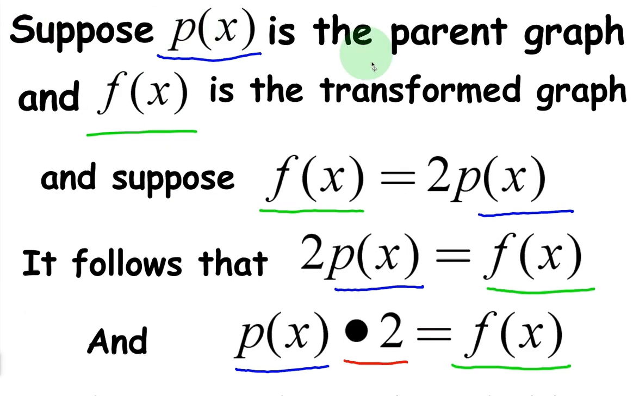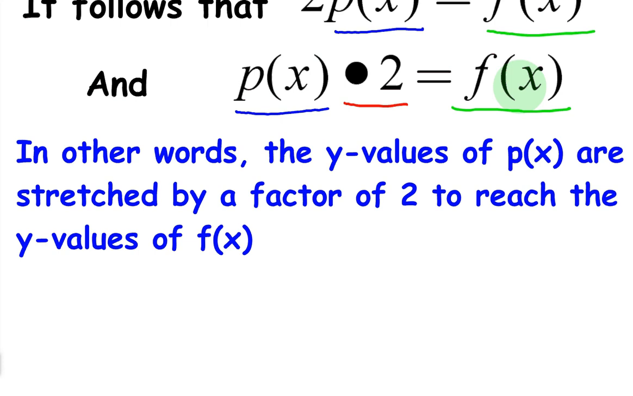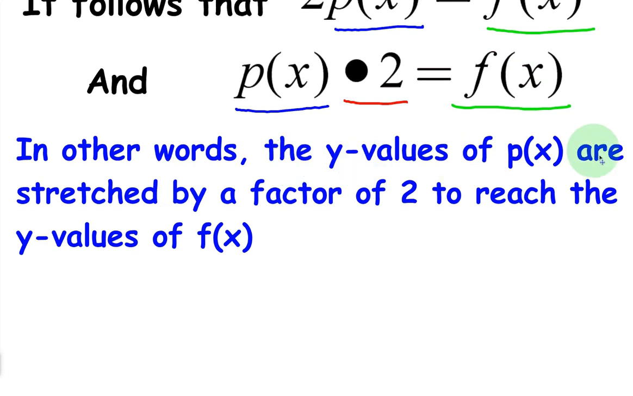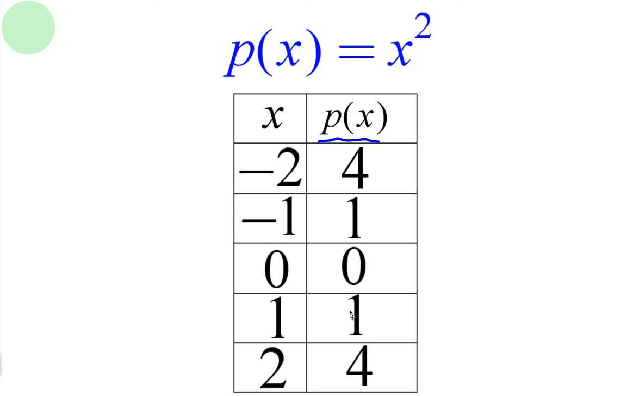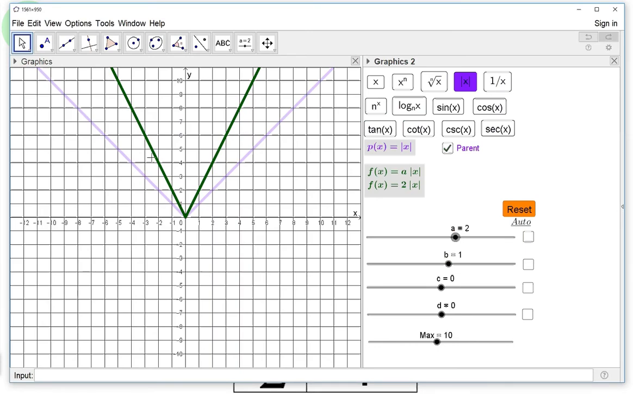Suppose p of x is the parent graph and f of x is the transform graph. And suppose f of x is equal to 2 times p of x. It follows that 2 times p of x equals f of x, right? Because you're just flipping this equation, and therefore you can take any y value for your parent graph and multiply by 2 to get the new y value for your transformed graph. In other words, the y values of p of x are stretched by a factor of 2 to reach the y values of f of x while keeping the same x values. Again, let's just look at that one more time. This is a good example of the absolute value function. Every single x value stays the same as the y values are doubled.